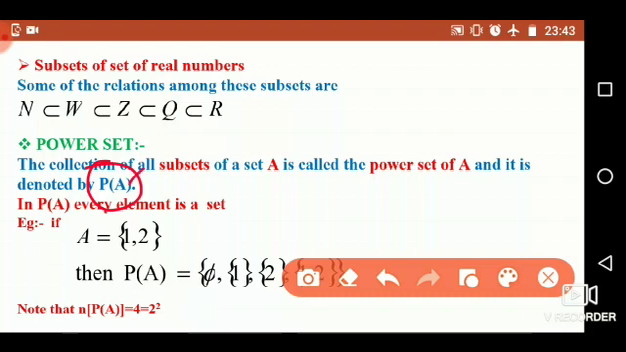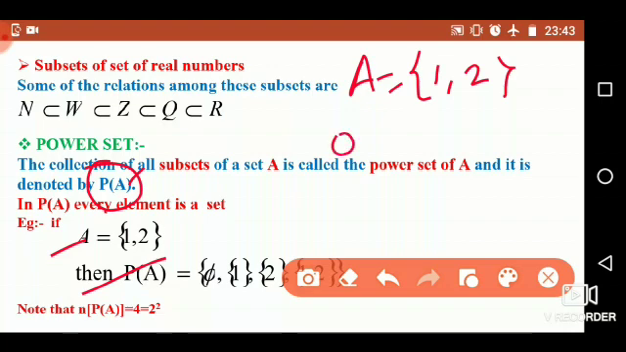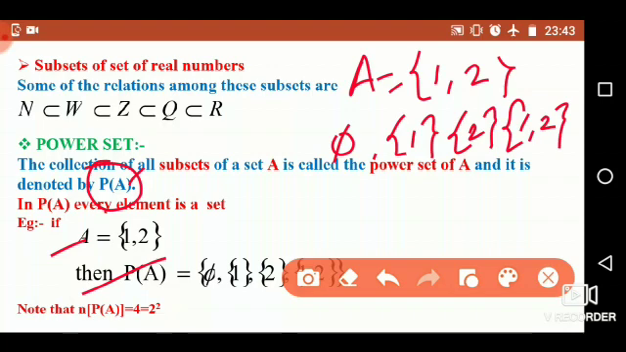For example, A is a set containing 1, 2. Then we write all the possible subsets of the given set. That is called the power set. A is a set containing the elements 1, 2. Now let me write the subsets of the given set. Therefore, the empty set is a subset of the given set. Singleton 1 is also a subset of the given set. Singleton 2 is also a subset of the given set. And the set containing 2 elements, 1, 2. These are the subsets of the given set A.